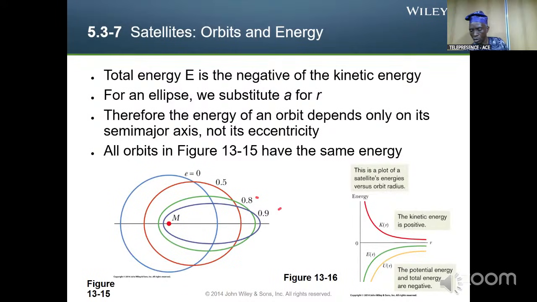So this is a plot of the energy versus orbit radius here. The kinetic energy is decreasing, potential energy is building up, but all of them always add up to the same value. Okay.